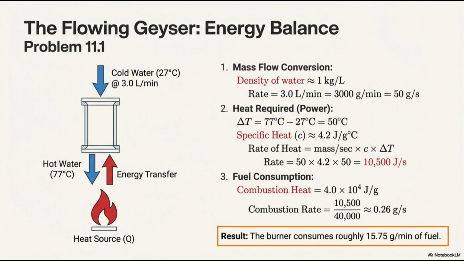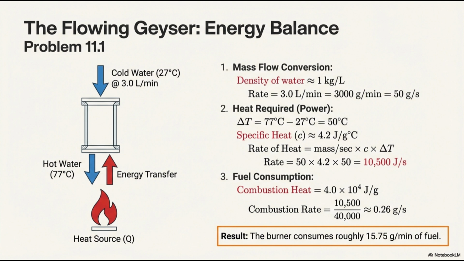Substituting the values, heat per second equals 0.05 × 4.2 × 10^3 × 50. This gives 10,500 joules per second. So, the geyser supplies 10.5 kilowatts of power.